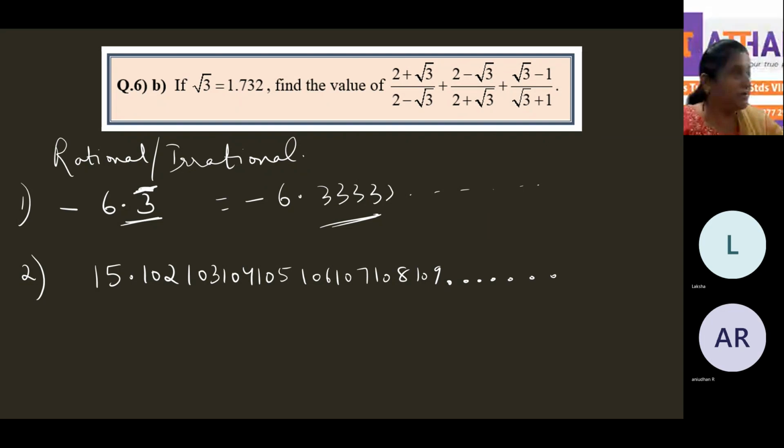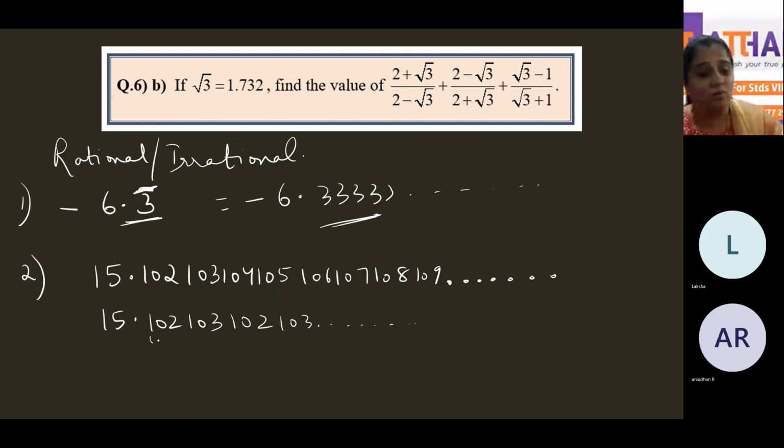If something is repeating, I should have written it again. Now, which one is repeating? 109 is repeating or 108 is repeating? There's no clue. If you think the whole thing is repeating, I should have written that at least once. If I write 102, 103, and one more time 102, 103, and then put the dots, I'm giving you the clue that it is repeating. So this is non-terminating but repeating decimal.